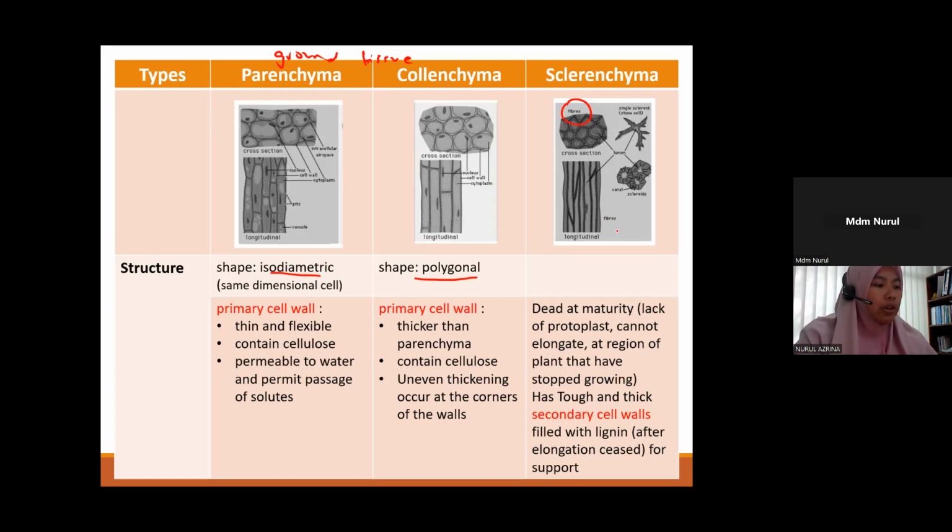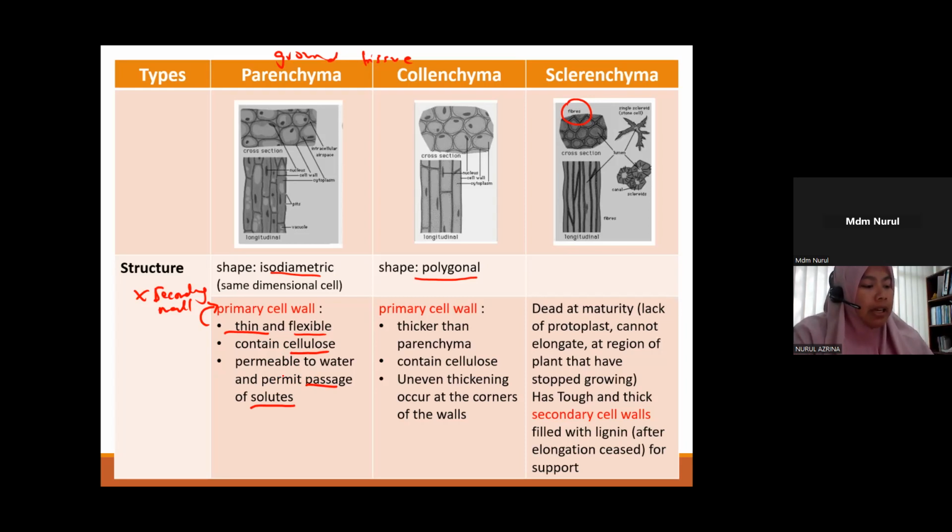Next we go to the detailed structure of parenchyma. Parenchyma has a thin and flexible primary cell wall. In other words, they lack a secondary wall, so it is only composed of primary wall, and the primary wall is thin and flexible. Parenchyma contains cellulose fiber, and it is permeable to water and permits the passage of solutes. That is the structure of parenchyma.